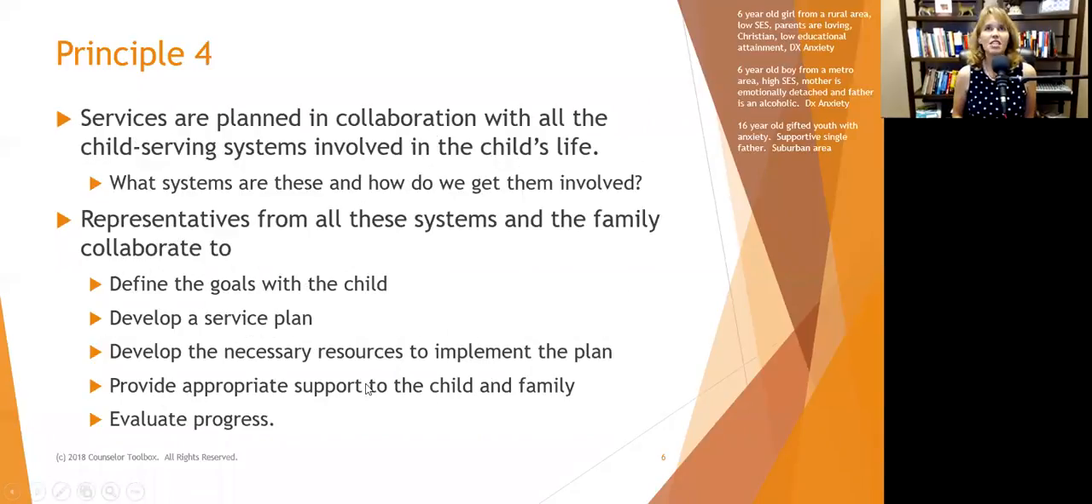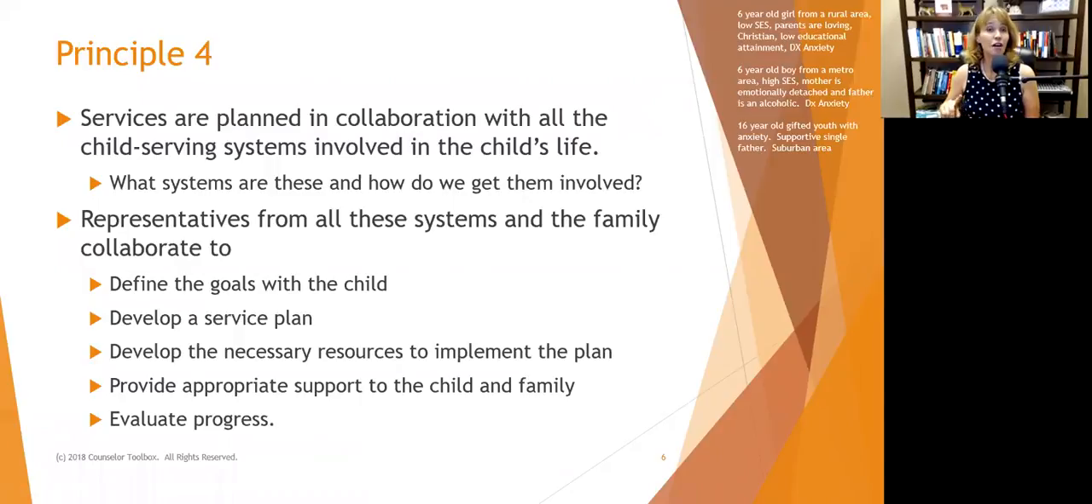Principle 4 says services are planned in collaboration with all of the child serving systems involved in the child's life. So what systems are these? I don't know. The school, any faith-based networks, any sort of after-school care system, if they stay after school or if they go to daycare afterwards, if they have whoever takes care of them right after school.